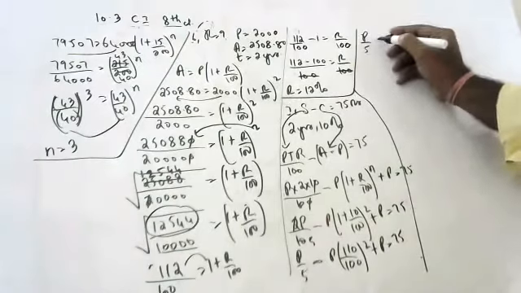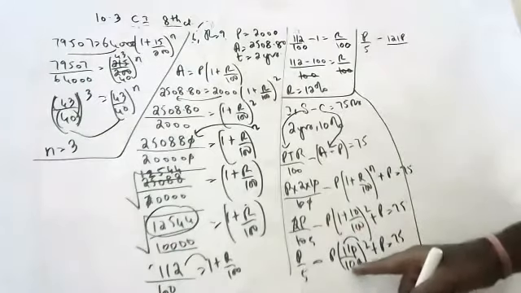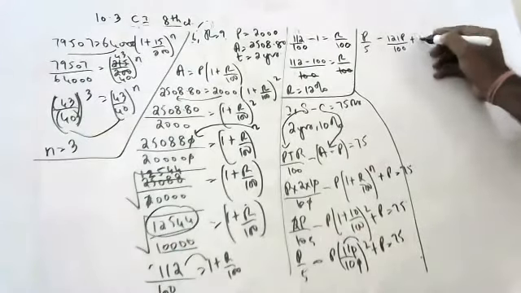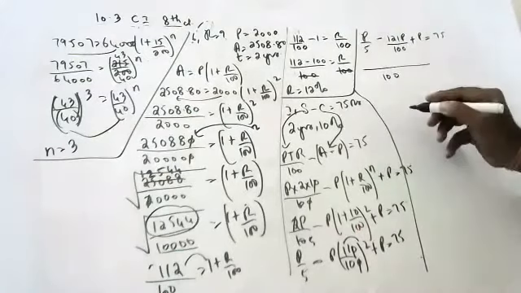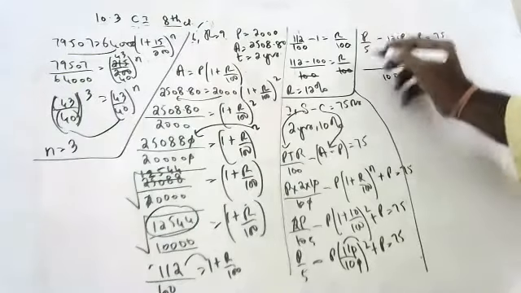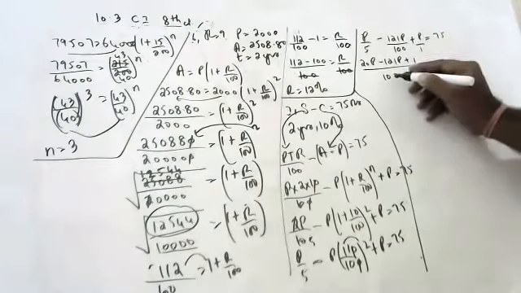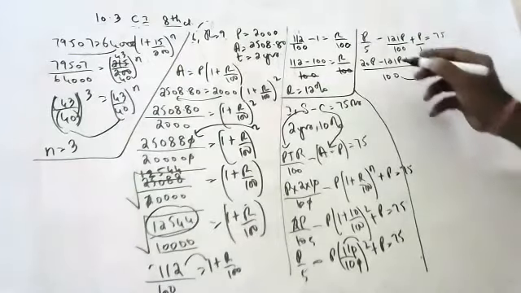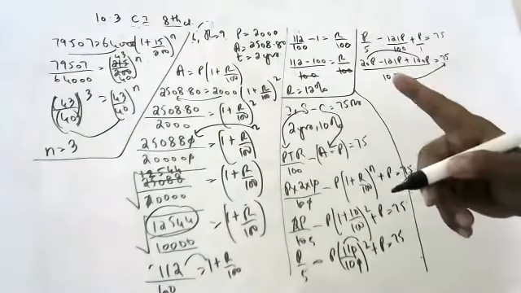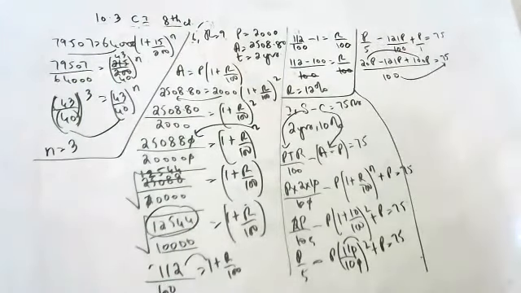P by 5 minus P into 11 square, which is 121, over 10 square, which is 100, plus P. What is the LCM of 5 and 100? 100. 5 twenties are 100, so 20P minus 121P plus 100P over 100. Now 100 plus 120, 120 minus 121, minus P. Minus P will not come, somewhere it is wrong.